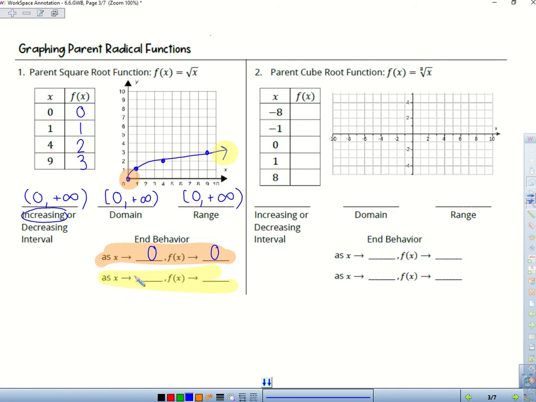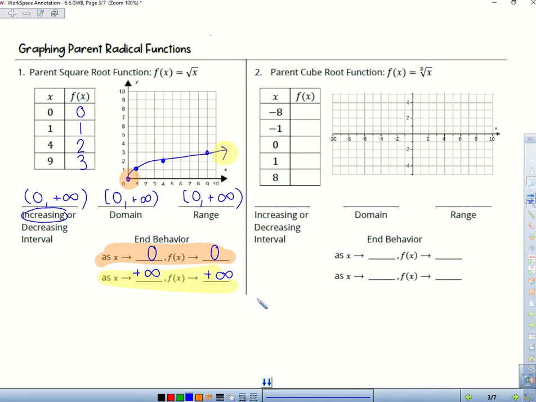Now as for the other side, it's going to positive infinity. It's going upward, to the right and up at the same time, okay? So any questions about graphing the square root parent function?